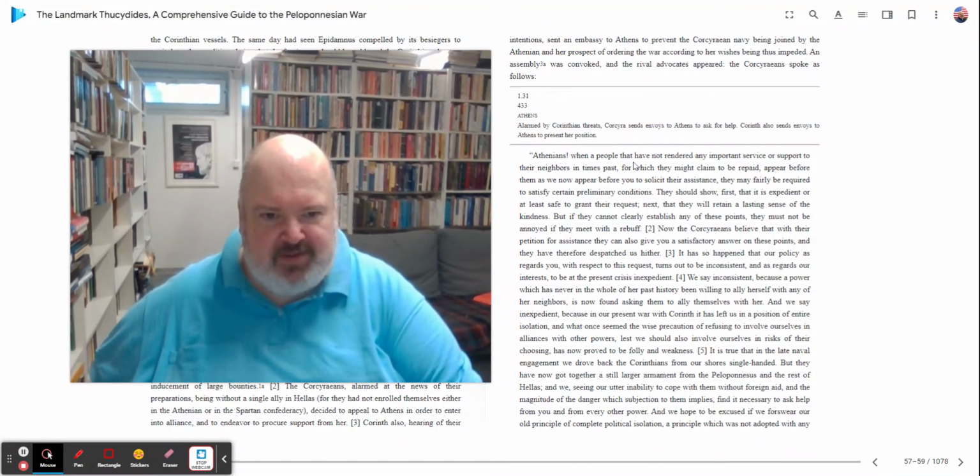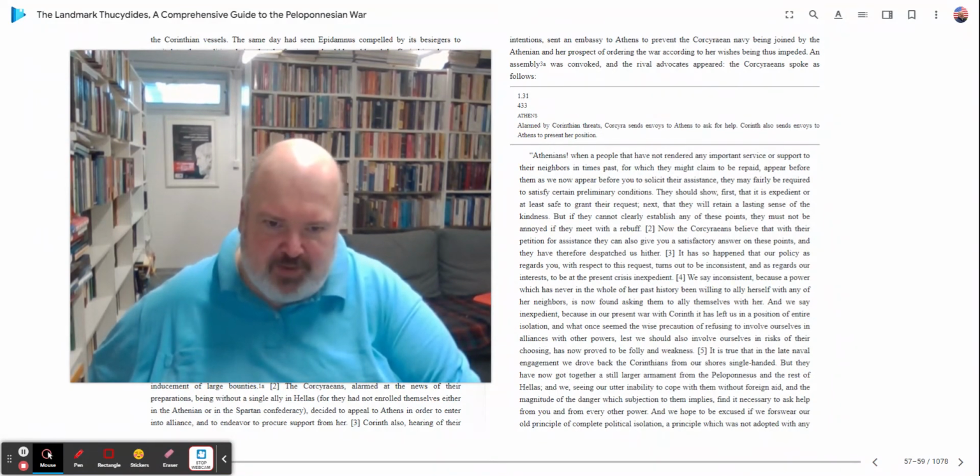Athenians, when a people that have not rendered any important service or support to their neighbors in times past, for which they might claim to be repaid, appear before them as we appear now before you to solicit their assistance, they may fairly be required to satisfy some certain preliminary conditions. They should show first that it is expedient, or at least safe to grant the request.